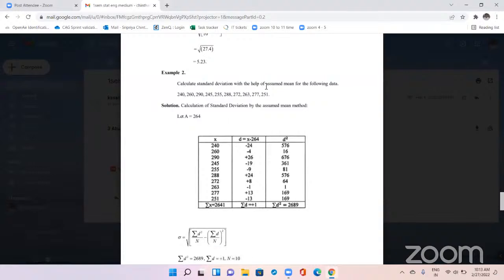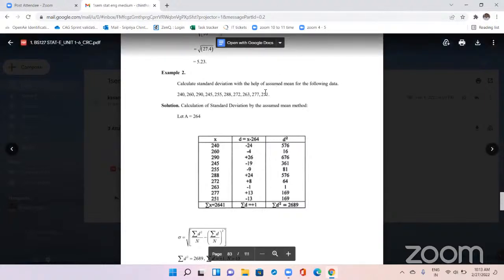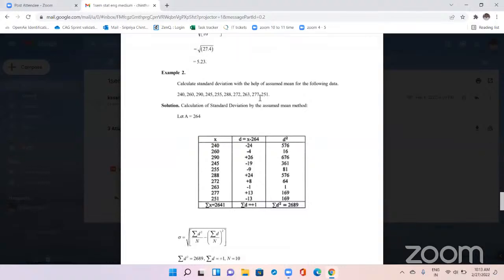Calculate standard deviation with the help of assumed mean. This is the shortcut method. Assumed mean is nothing but the shortcut method, for the following data: 240, 260, 290, and so on. Calculation of standard deviation by assumed mean method. Here I have taken A is equal to 264. Here 264 is in this data. Any one number can be taken, and that is known as the shortcut method or assumed mean.